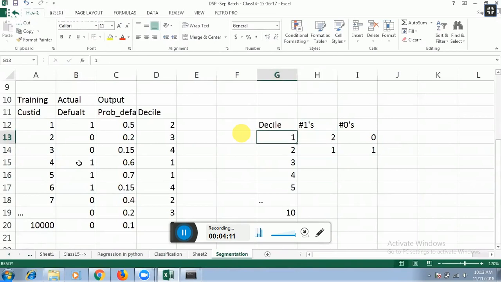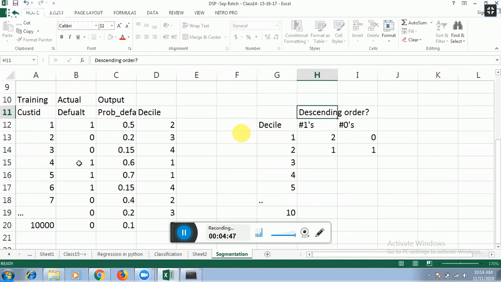So decile 1 means what? It has a high probability in our case. So high probability should have a higher number of ones and fewer zeros. The second decile means the second highest probability. If the probability of default is lower, you should have fewer ones compared to the first decile, right? So you should get a descending order of number of ones. And am I getting that or not? That is the first thing I am looking at.